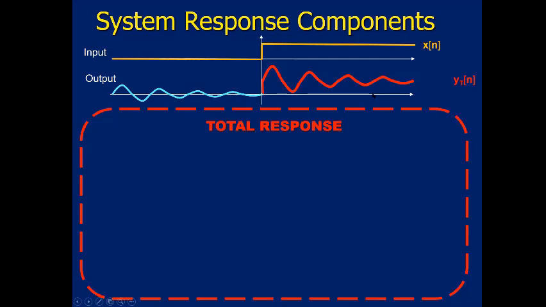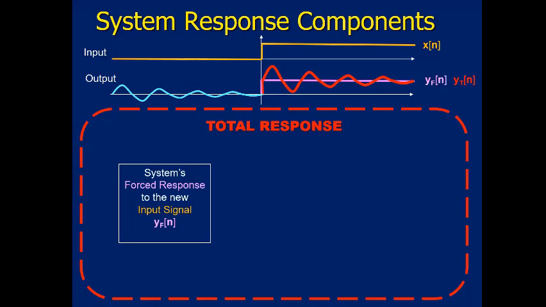Now, we can break up that total response into various pieces. There's the part of the response where my steady state value changed from down here to up here. So part of the response has the same shape as the forcing function. That's the forced response piece. Now, it may not be the same size step. It could be smaller, could be bigger, but it has the same basic shape. So that jump up in the value was the forced response of the system to my new input.